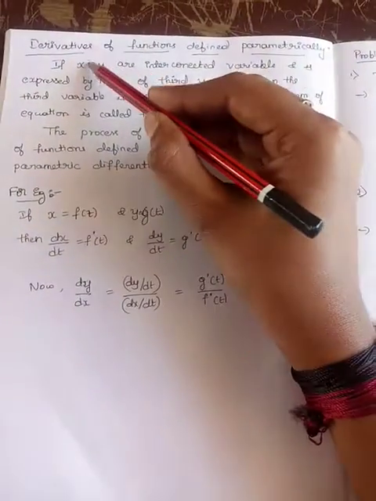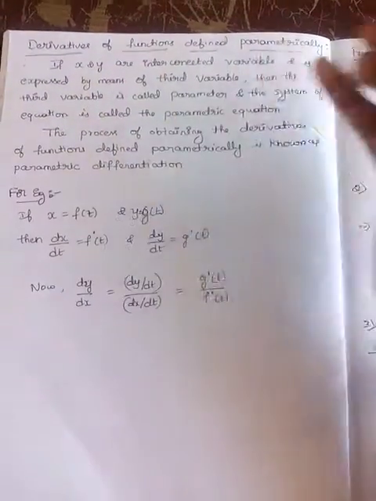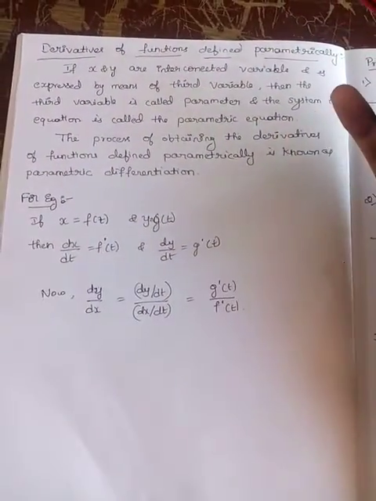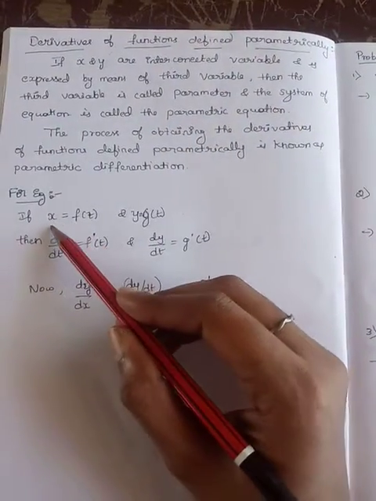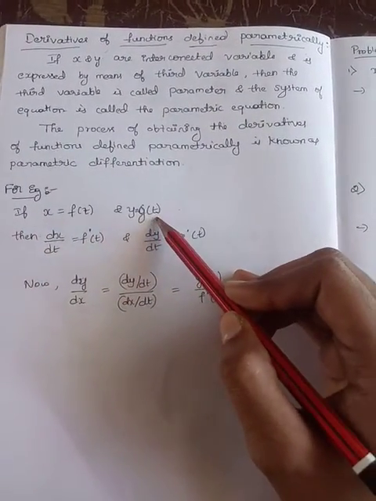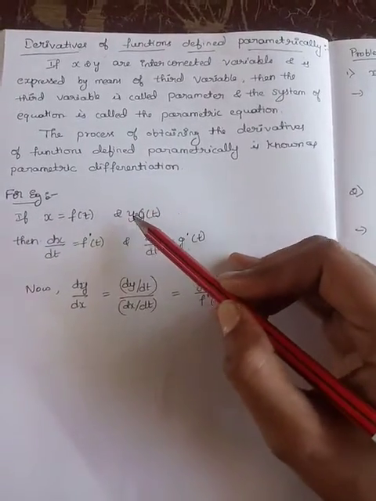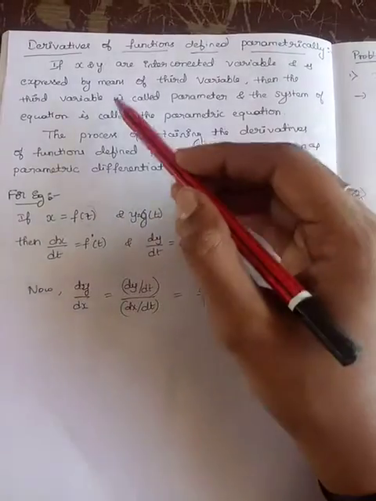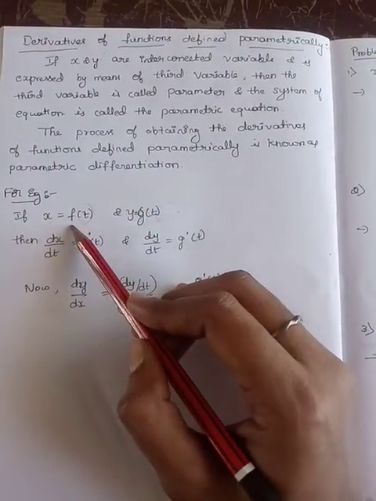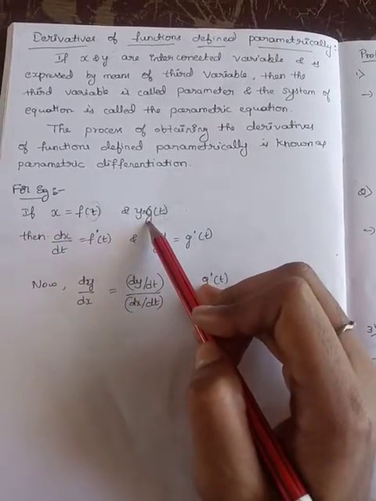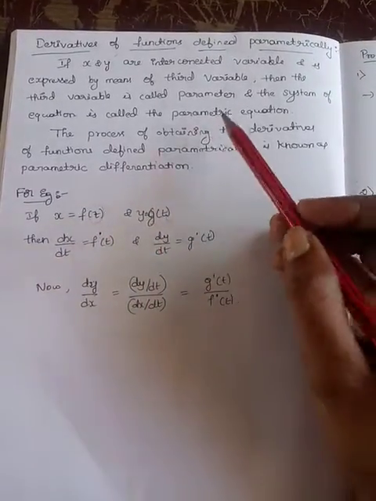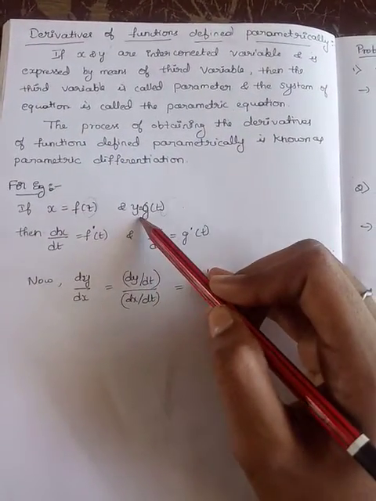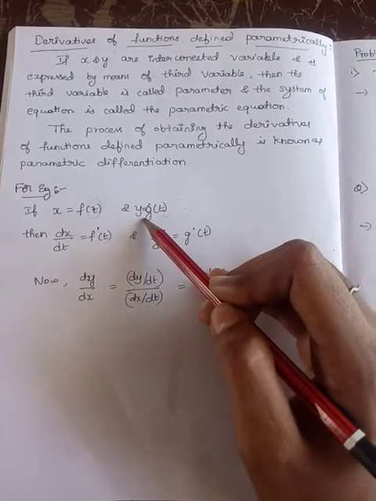That means if x and y are both functions interconnected with a variable, both the functions are expressed by means of a third variable. Here an example is given: x is equal to f of t and y is equal to g of t. Here both x and y are expressed in terms of t. This third term t is called a parameter, and this system of equations, that is x and y, is called the parametric equations, and differentiating these equations, that is dy by dx, is called parametric differentiation.